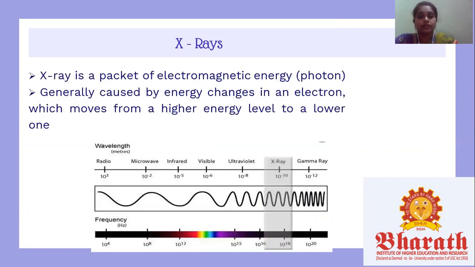An X-ray is a packet of electromagnetic energy, a photon that originates from the electron cloud of an atom. This is generally caused by energy changes in an electron, which moves from a higher energy level to a lower one, causing the excess energy to be released. X-rays are similar to gamma rays. However, the main difference is in their origin and energy level.